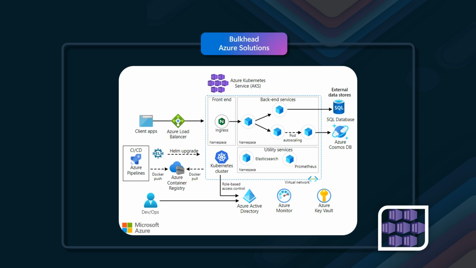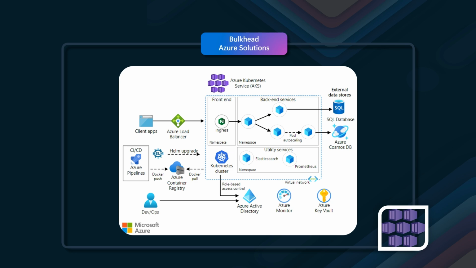Security and monitoring are critical aspects of our architecture. Entra ID provides role-based access control, ensuring that only authorized users can access and manage our applications. Azure Monitor and Azure Key Vault are used for monitoring application performance and securely managing secrets, respectively. These tools help maintain the operational health and security of our system.